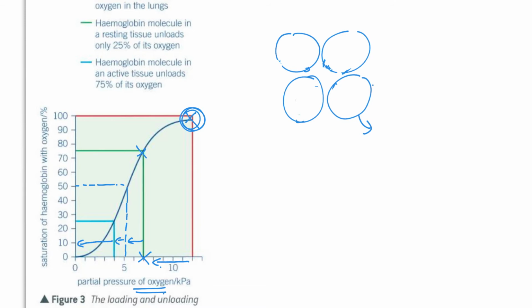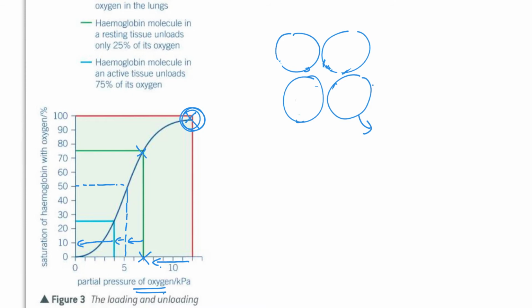I'm going to keep hold of this. Your partial pressure isn't low enough. I'm going to wait until I get somewhere that has a low enough partial pressure, and then I will unload my oxygen. So this sigmoidal curve is important because it enables all of the respiring tissues in your body to have access to oxygen. And it is achieved by the shifting binding sites on the hemoglobin. So every time an oxygen loads or unloads, it causes a change in shape.